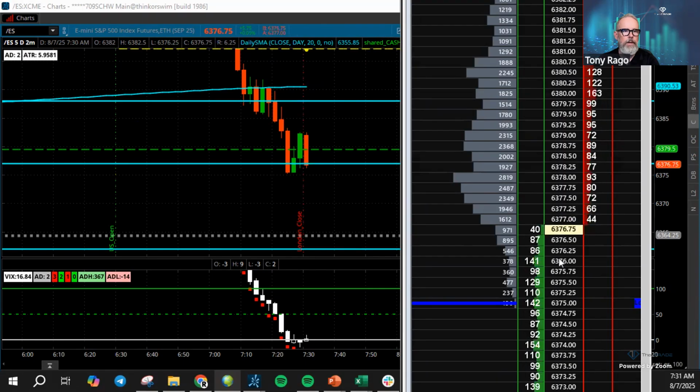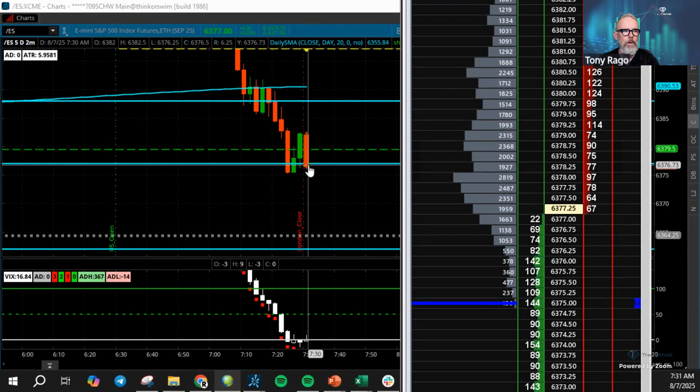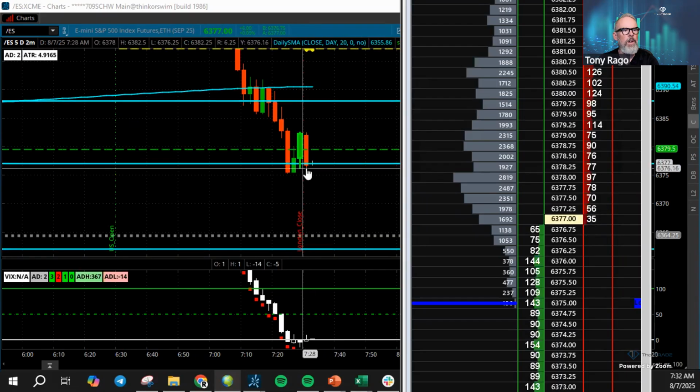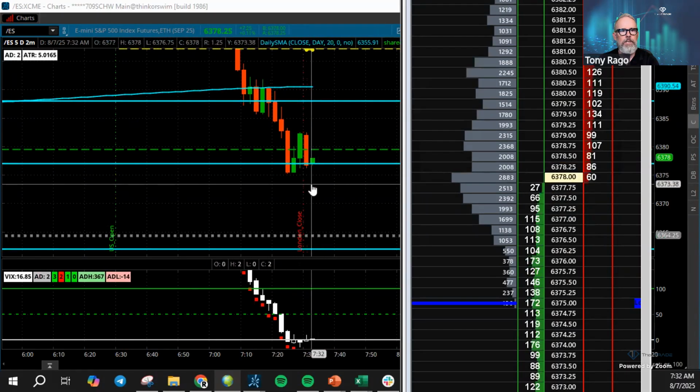So Bears kind of have the ball here. I'm going to do an aggressive short if this closes below. So we'll get short on trend if this closes below here. And we're going to target the overnight low, which is 64.